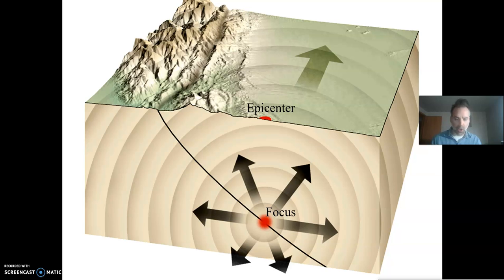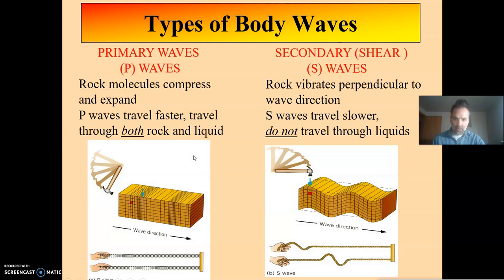Here's another block diagram showing the fault, and then we have the focus. That's the point of rupture, and right above that we have the epicenter. You can see these waves propagating, the crest of this wave propagating through the earth. There are going to be two types of body waves.